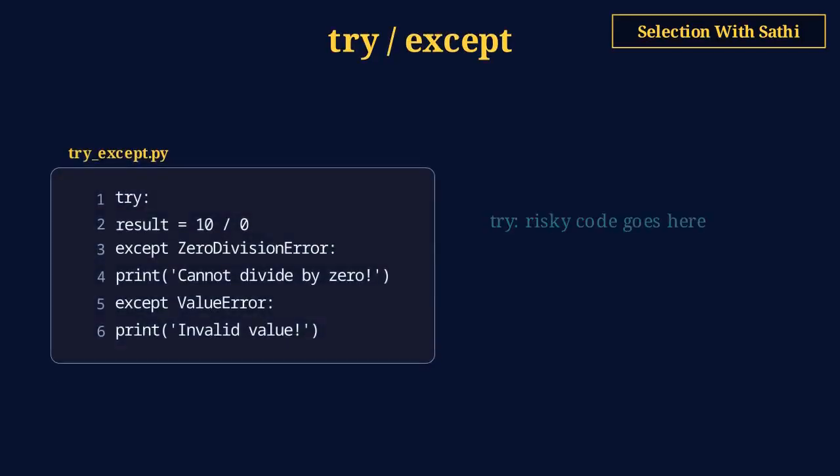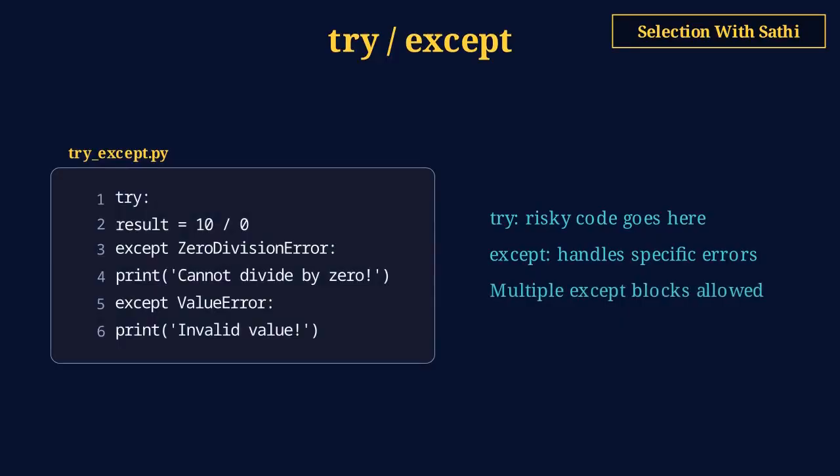The try except else finally structure. Code that might fail goes in the try block. Except catches specific exceptions like except ValueError. Else runs only if no exception was raised, put success code here. Finally always runs, whether there was an error or not, perfect for cleanup.